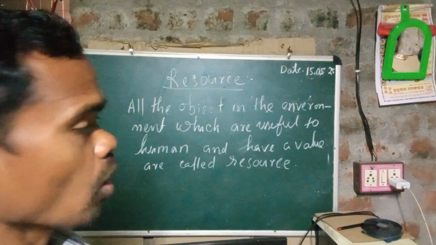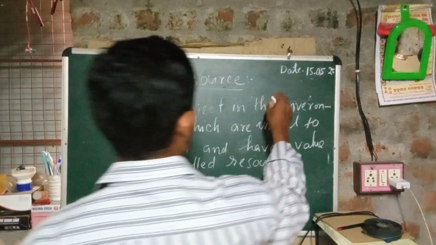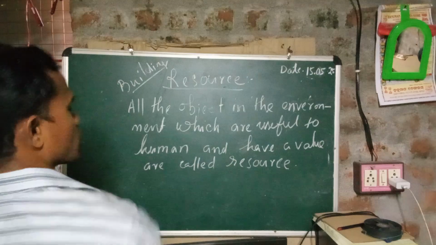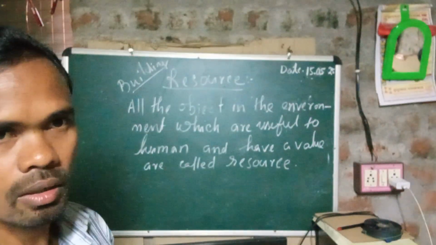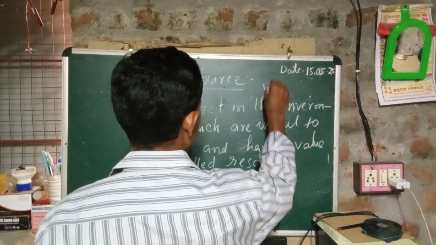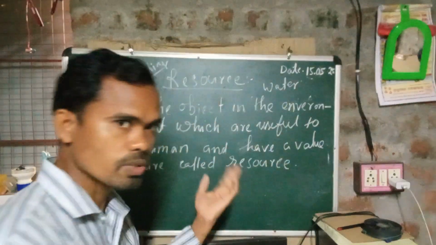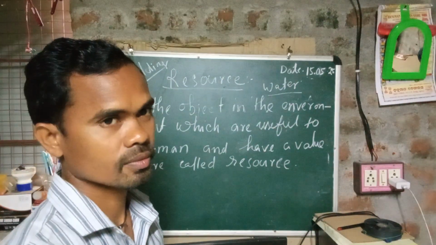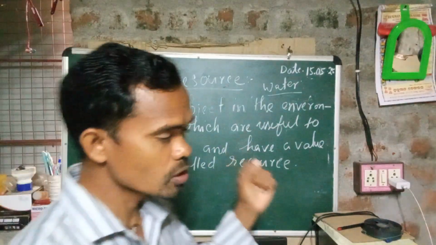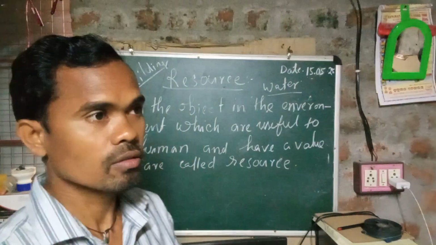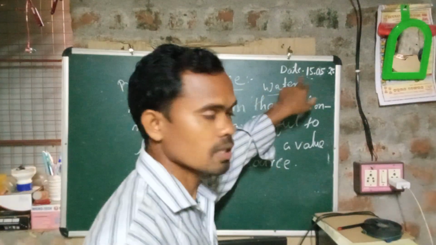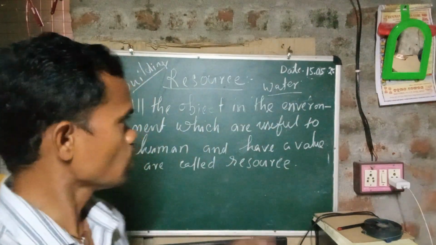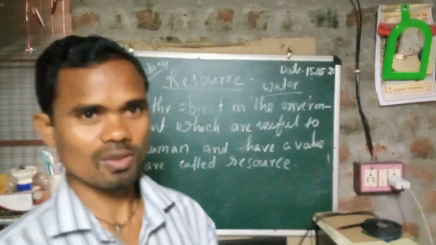So all the objects, suppose we take a building, it is an object, or water, this object should be useful for human beings. It should be useful and have value. Water is useful and it also has value. Understand? If there is no water, there is no life.